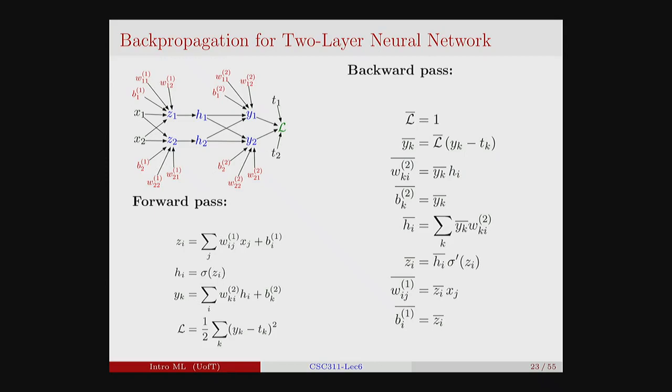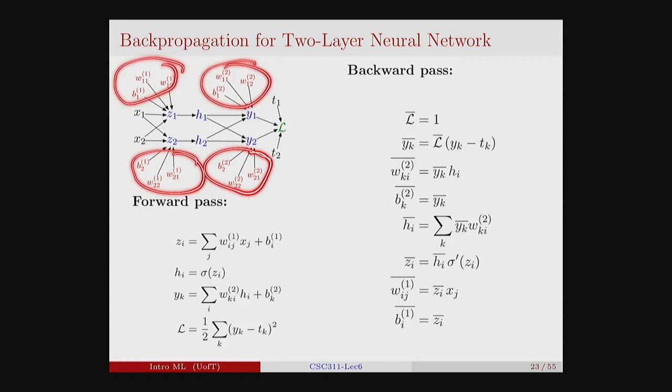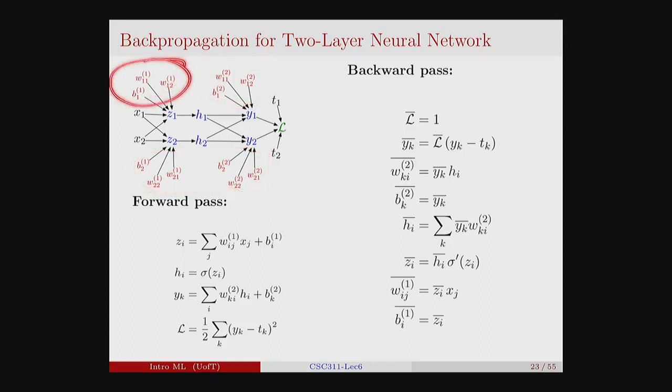And my claim to you is that absolutely nothing is going to change, which is that we're going to use the exact same algorithm to calculate the derivative of the loss function with respect to all of the weights of the neural network. And in this particular case, everything in red here represents the weights and biases of this neural network. So these are the weights in the first layer, and these are the weights in the second layer.